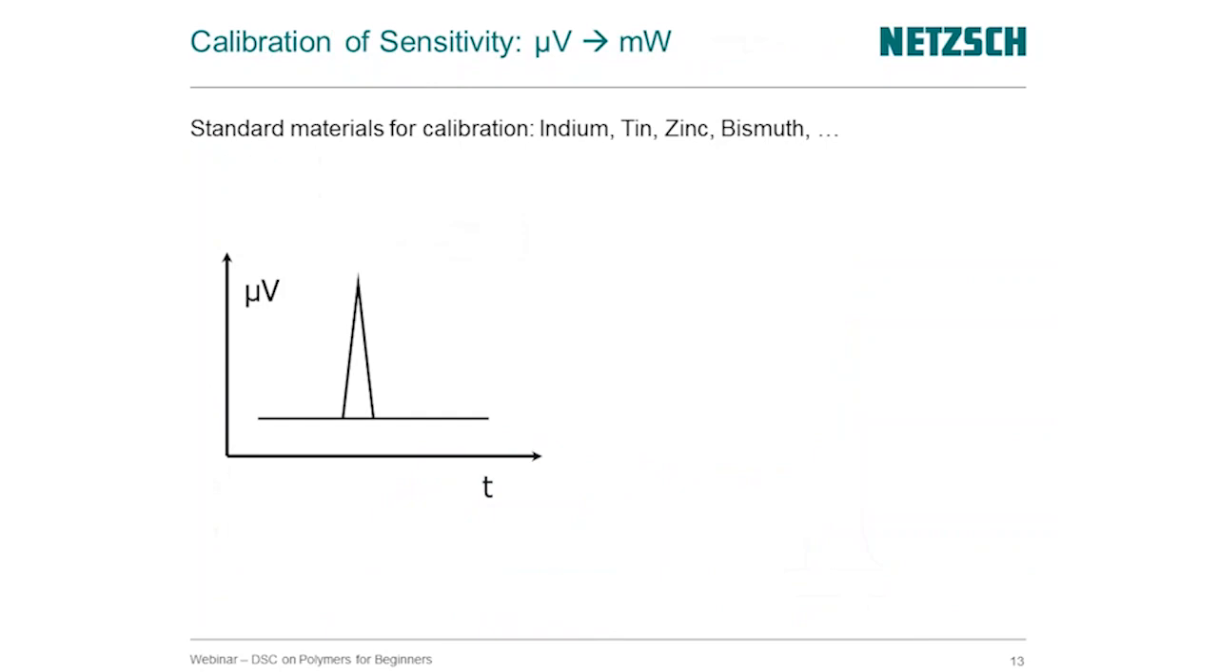So what we're going to do here is calibrate the sensitivity. We're going to convert that microvolt signal into something that we can use, which is milliwatts. And we do that by comparing against standard reference materials with known melting behaviors, substances like indium, tin, zinc, or bismuth.